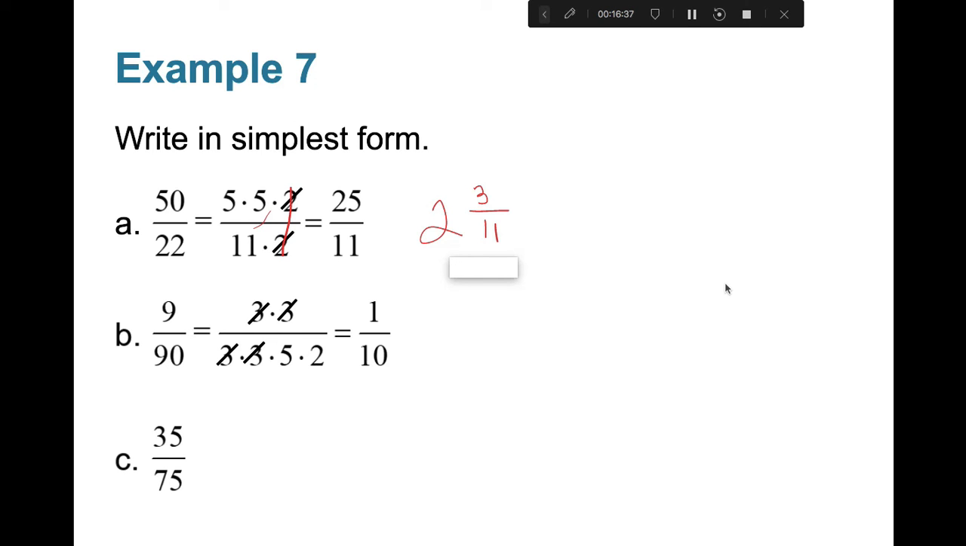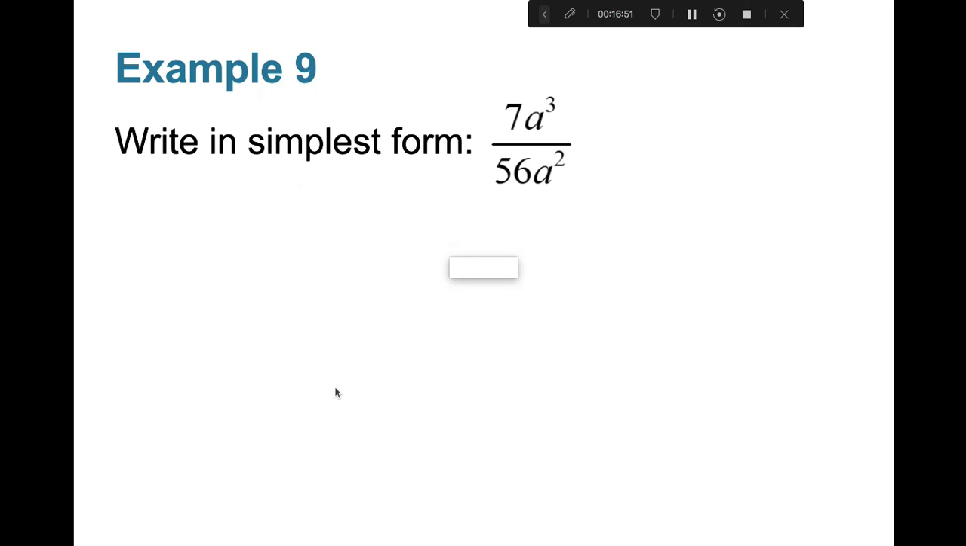35/75ths. 15. Oh, 5. We can take out a 5 out of both of them. That leaves us with 7 on the top and what on the bottom? 15. Now we get into some algebra.